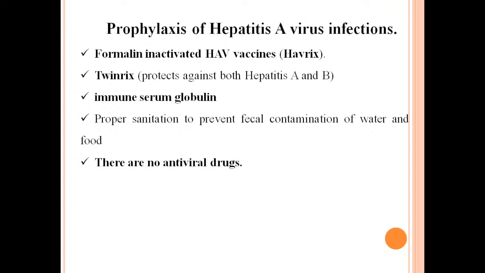What about general prophylaxis? Proper sanitation must be used to prevent fecal contamination of water and food. Hepatitis A virus is transmitted through drinking water especially, that is used from rivers or from other sources when human feces enter these rivers or lakes or ponds. There are no antiviral drugs for treatment of hepatitis A.